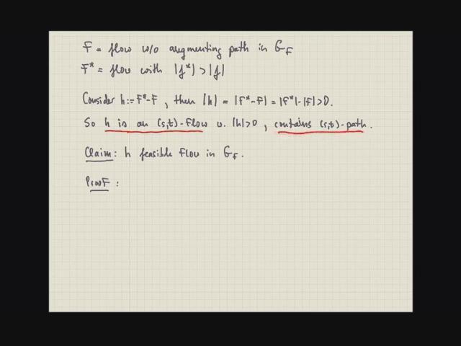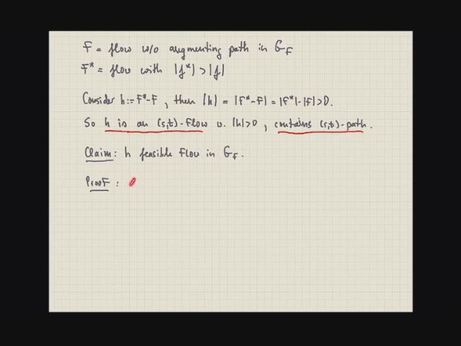And if I now show that this difference flow H is actually a feasible flow in the residual graph for F, that means that this S-T path is also a path which is actually present in the residual graph for F, and that will be a contradiction because we assume there is no augmenting path in G_F. So the only thing we have to show is indeed that this difference flow H is a feasible flow in the residual graph for F.